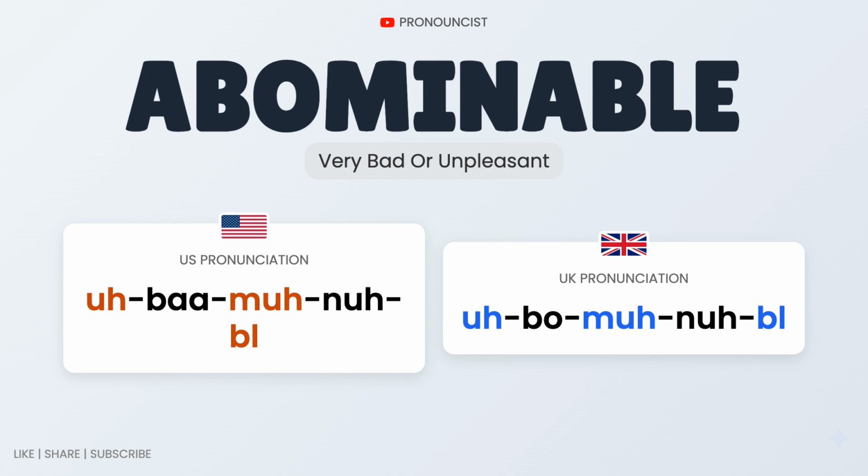US has ba. UK has bo. Watch that middle vowel. Practice repeatedly and you'll soon be able to say this word perfectly. The best way to practice is to repeat the syllable multiple times.